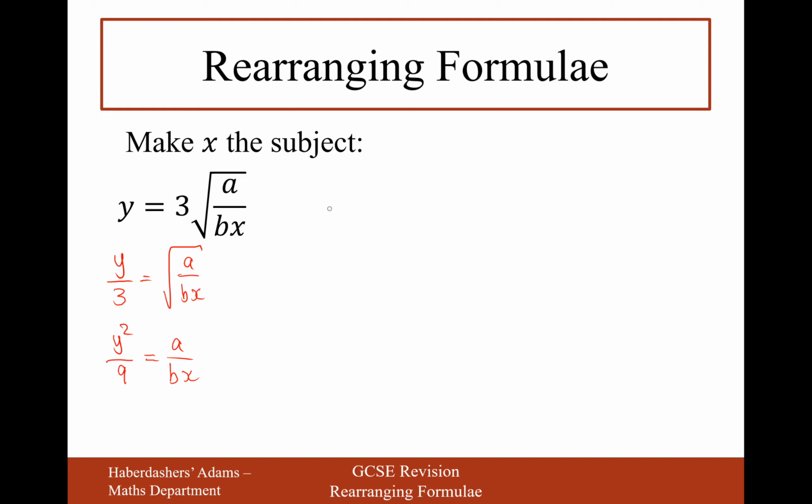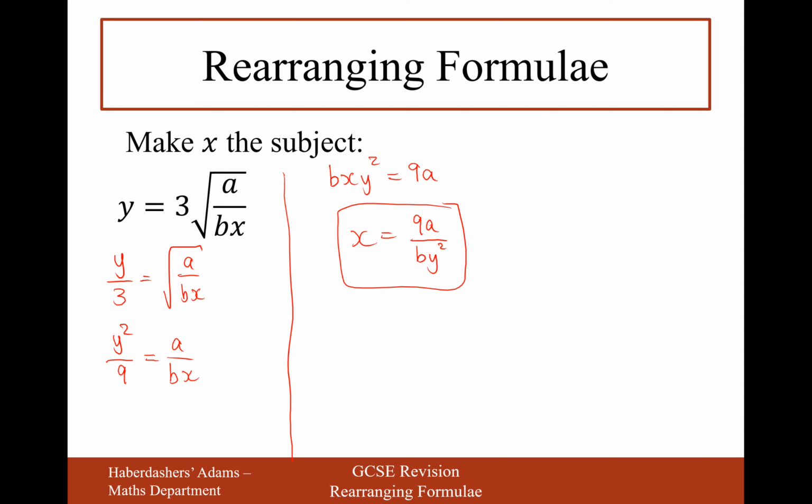The next thing we'll do is that cross multiplying thing, so it's going to be bxy squared equals 9a. Then we'll divide by what's multiplying by x. b is being multiplied by x, y squared is being multiplied by x, so I'll divide by those two things. So it's 9a divided by by squared. And there we are, that's the answer to this question.